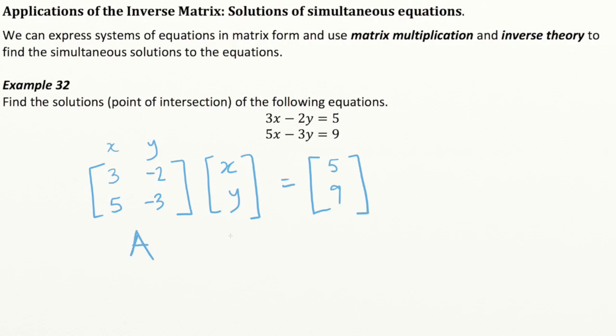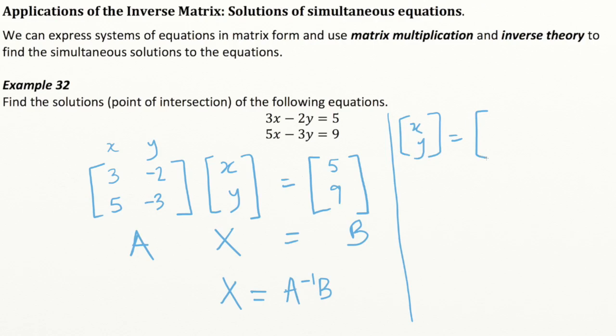Now, if I call this one matrix A, this one matrix X, and this one matrix B, hopefully you can recognize the form that it's in now. I can rearrange to get X by itself. So AX is equal to B, which means X is going to equal, remember we're pre-multiplying it, A inverse B. And then you can just pretty much chuck that on your calculator. So X, Y is going to equal this matrix here, 3, negative 2, 5, negative 3, to the power of negative 1. Don't forget that we need that inverse, multiplied by matrix 5 and 9. So let's put that on our calculator.